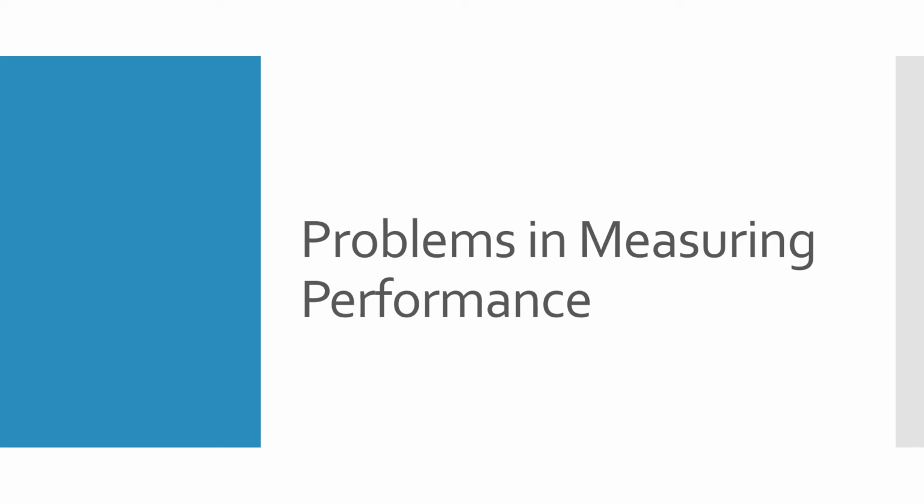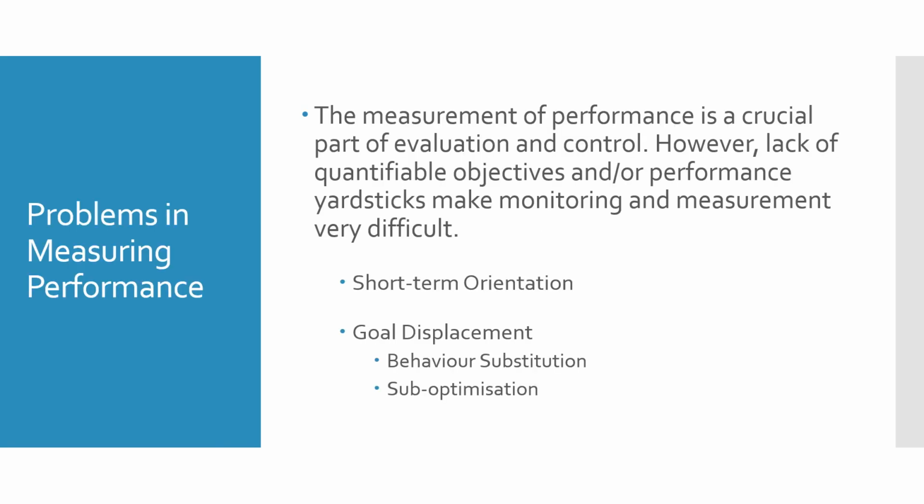Next, we shall talk about the problems in measuring performance. The measurement of performance is a crucial part of evaluation and control. The lack of quantifiable objectives or performance standards and the inability of the information system to provide timely and valid information are two obvious control problems. The very act of monitoring and measuring performance can cause side effects that interfere with overall corporate performance. Among the most frequent negative effects are short-term orientation and goal displacement. Short-term orientation.